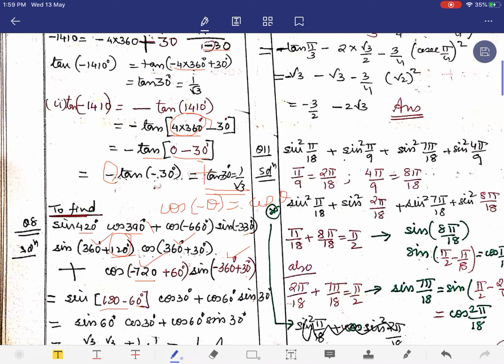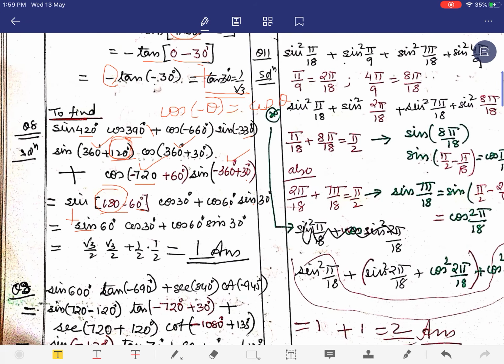Now sine of 180 minus, 180 does not change the ratio. So we continue with the same ratio, and 120 degree is in the second quadrant for which sine is positive. So the sign attached to it is positive. So we have this expression finally whose values are clear to us. We put the value and we get the answer as 1. Likewise we have the next question.